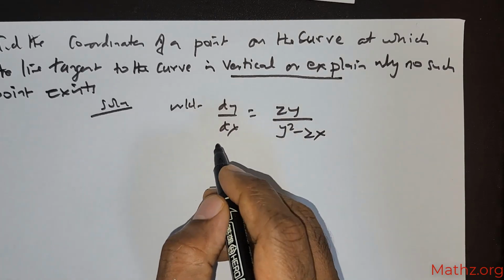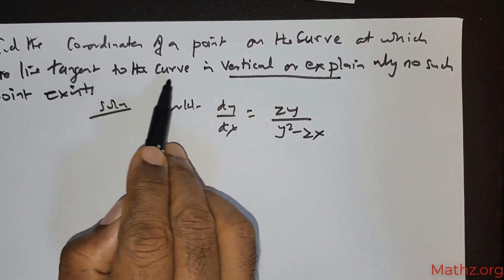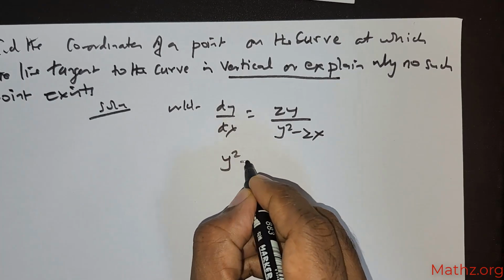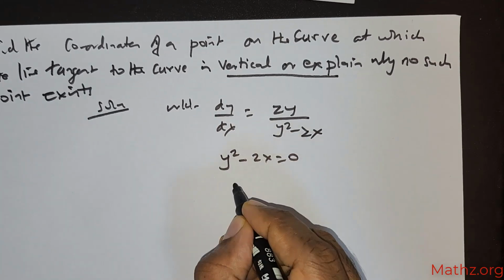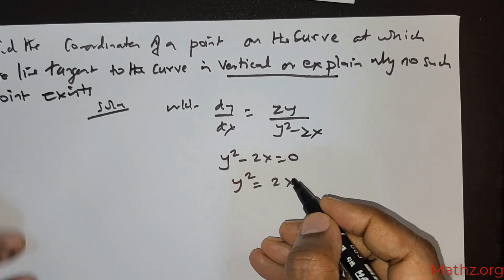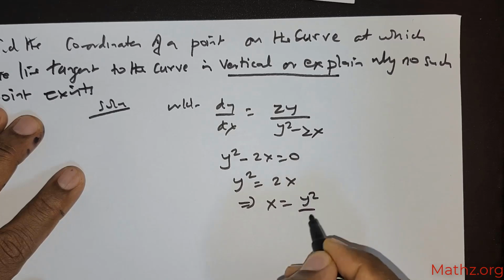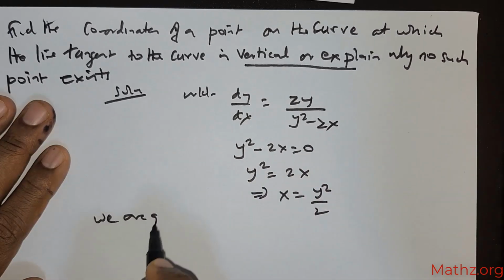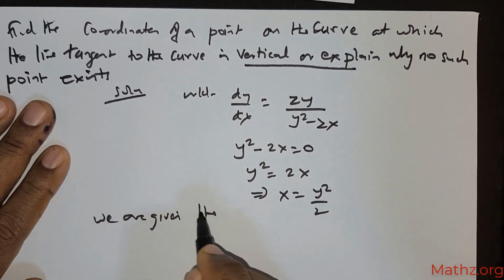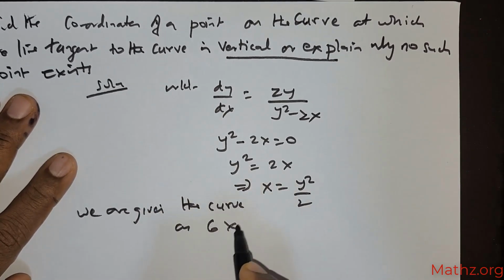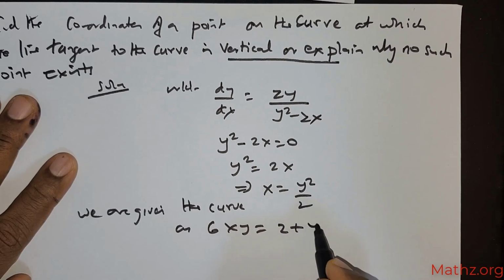Okay, so for the vertical, in other words, for the line tangent to the curve to be vertical, the necessary condition is y squared negative 2x should be equal to 0. So which means y squared is equal to 2x. From here I want to extract x, so x is equal to y squared over 2. Now we are given the curve as 6xy is equal to 2 positive y cubed.